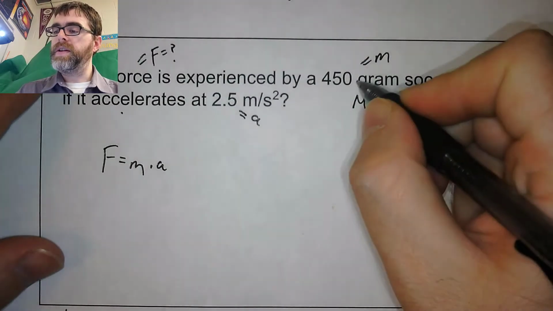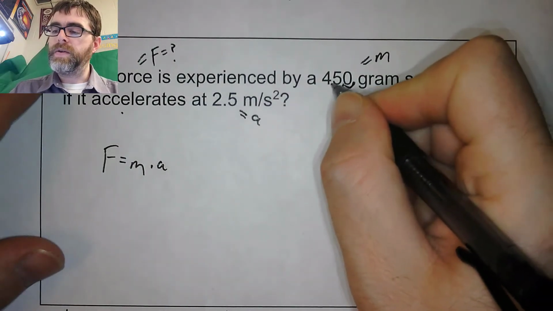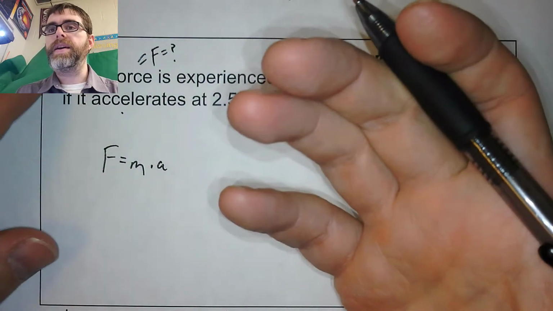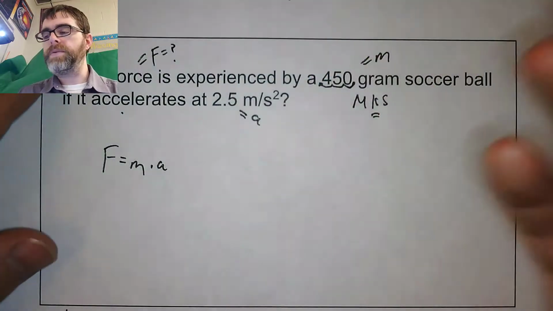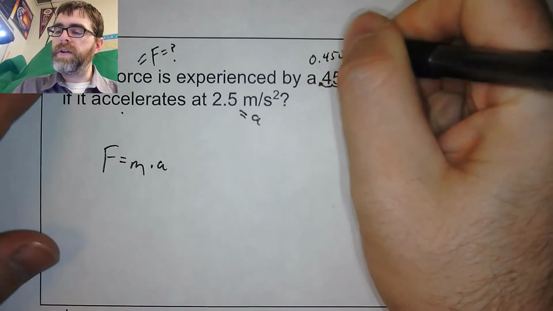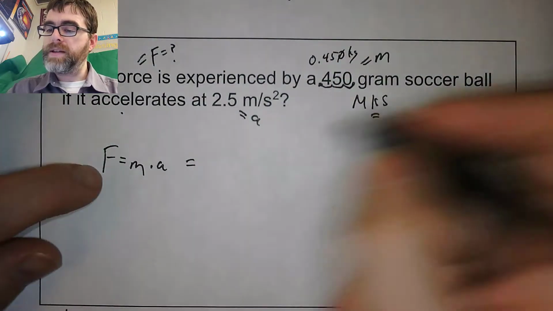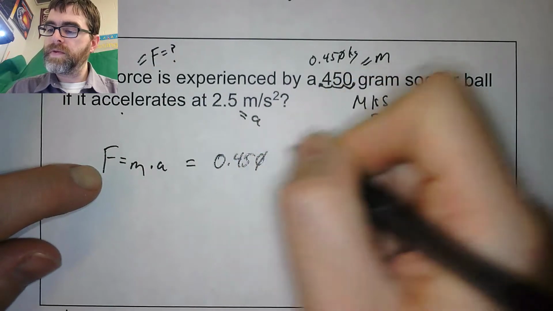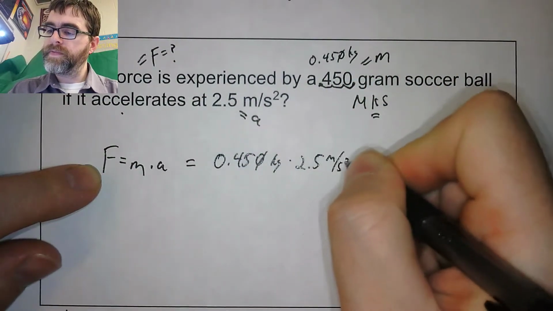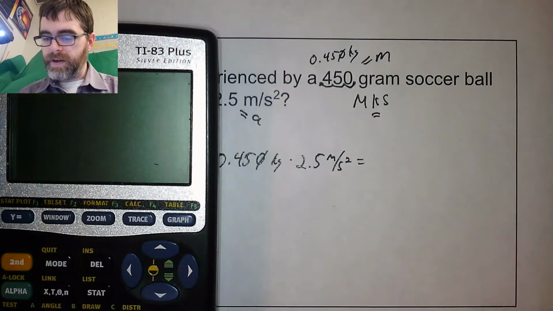So we need to turn this into kilograms, and that's simply move the decimal 1, 2, 3 here to the left to turn grams into kilograms. You could also divide it by 1,000 because there's 1,000 grams in a kilogram. But anyway, that gives us 0.450 kilograms for our number there. So then from there, it's mass times the acceleration. And then it's just punch those two into a calculator.